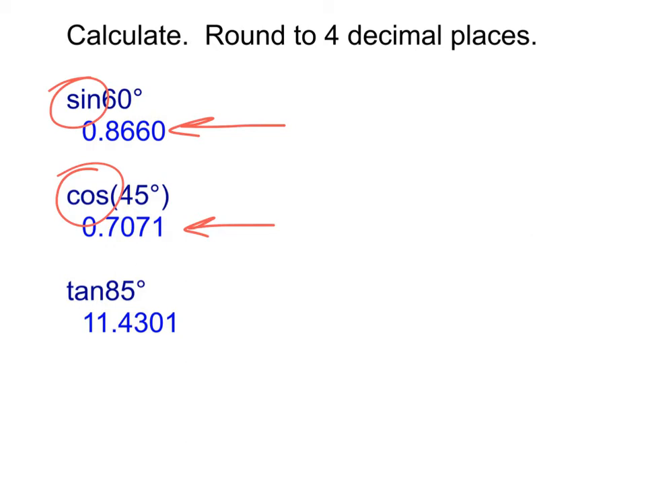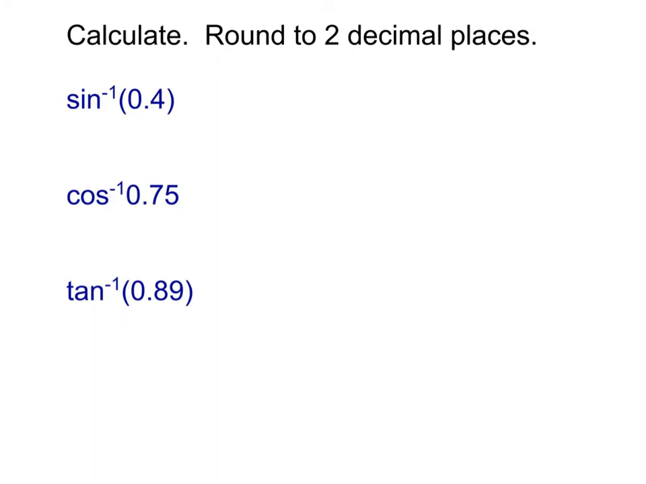Now, here we've seen sin, cos, and tan. Sine, cosine, and tangent. We also have these operations, which you would have seen before. These are called the inverse operations. Typically on your calculator, you can get to these by pressing second and then the sine, cosine, or tangent button. So for instance, to do inverse sine, I'd do second sine of 0.4.